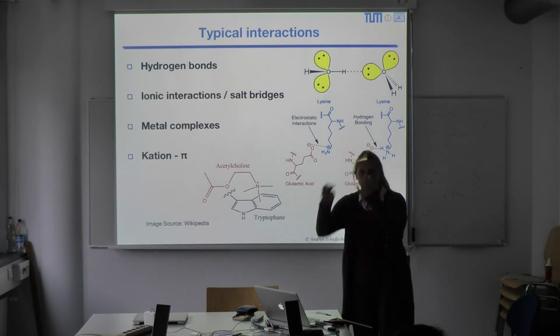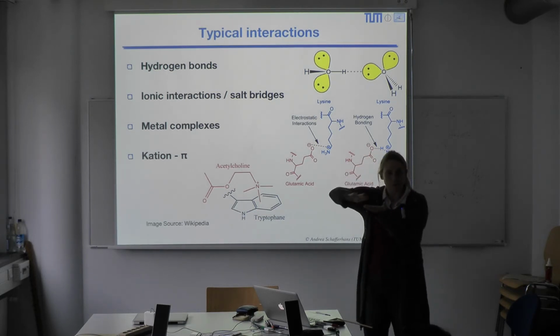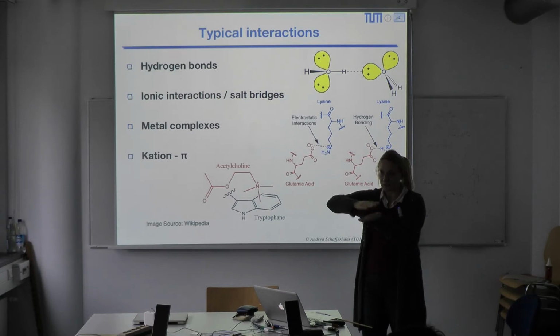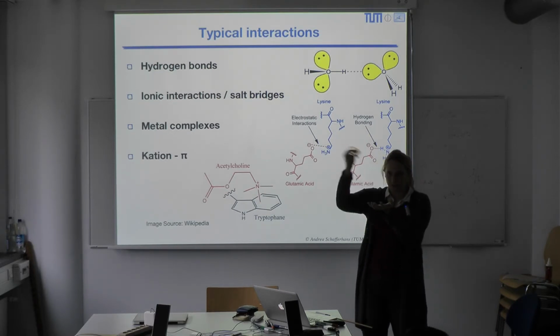And now if you want to predict how things interact, of course your program has to look for that. So it has to look for, do I find something that has an aromatic ring, and can I put something charged on top of that?